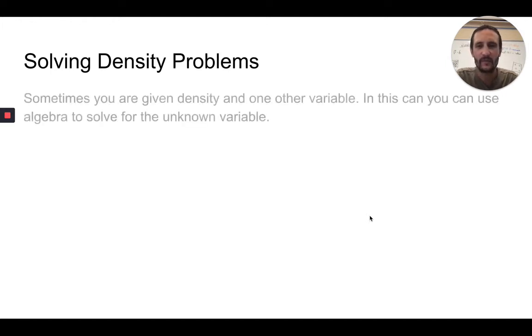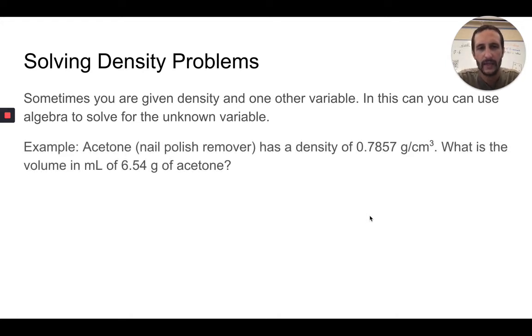Sometimes the density problems can get a little trickier. For example, if you are given density and one of the other variables, either mass or volume, then you're going to have to use algebra to solve for the unknown variable. Here's my example. Acetone, or nail polish remover, has a density of 0.7857 grams per centimeter cubed. What is the volume in milliliters of 6.54 grams of acetone?